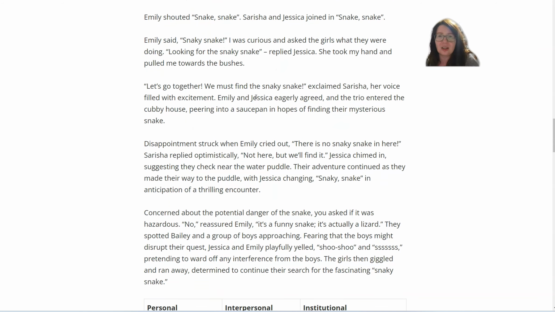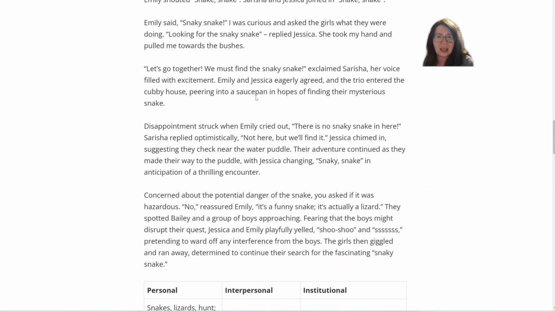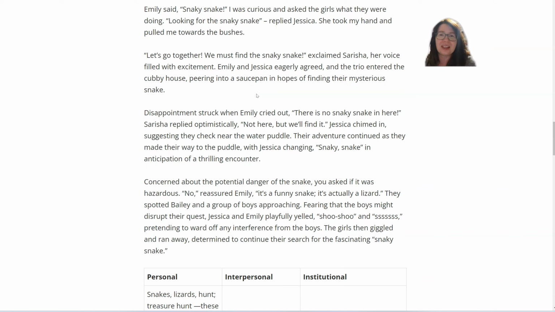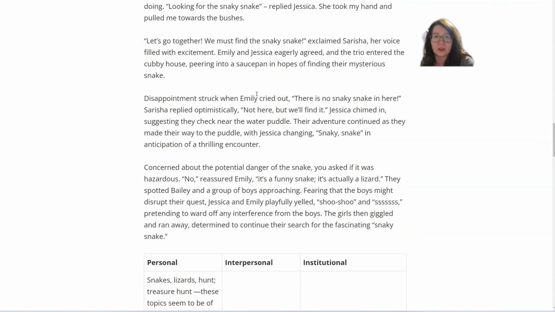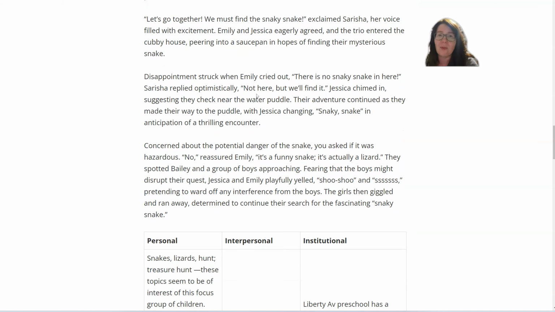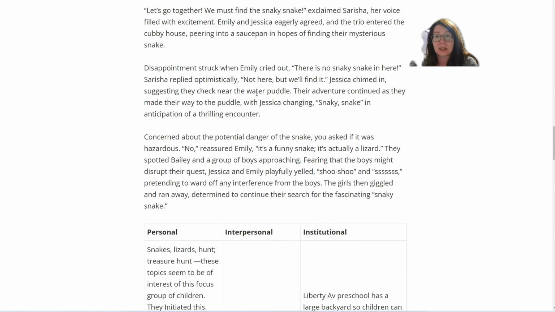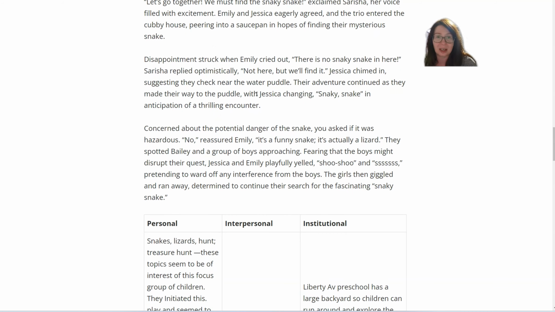Sarisha and Jessica joined in. "Snake, snake!" Emily said, "Snakey, snake." I was curious and asked the girls what they were doing. "Looking for the snaky snake," replied Jessica. She took my hand and pulled me towards the bushes. "Let's go together. We must find the snaky snake," exclaimed Sarisha, her voice filled with excitement.